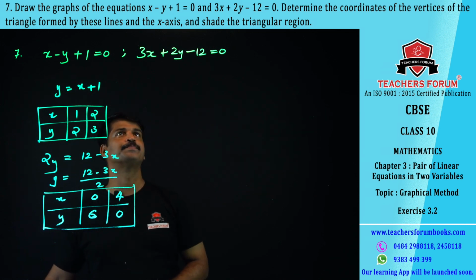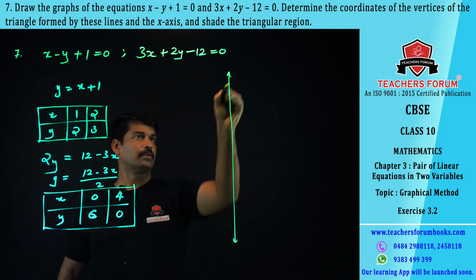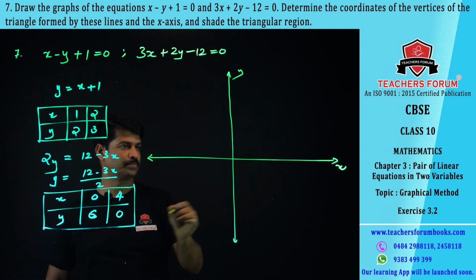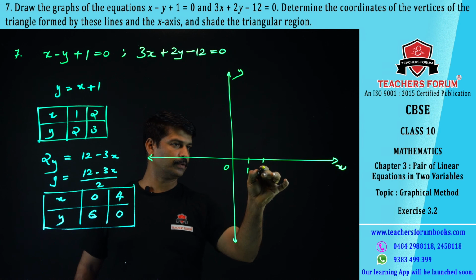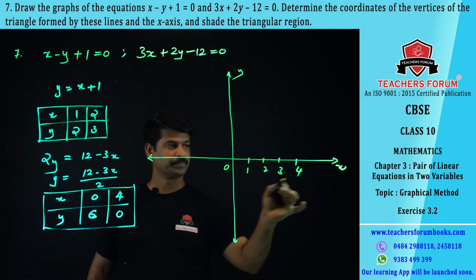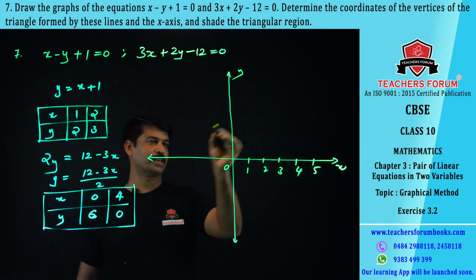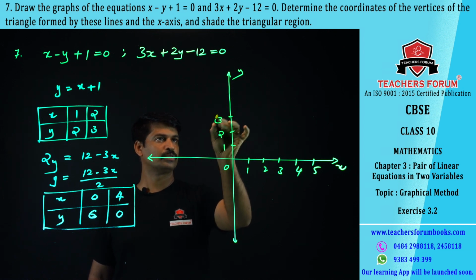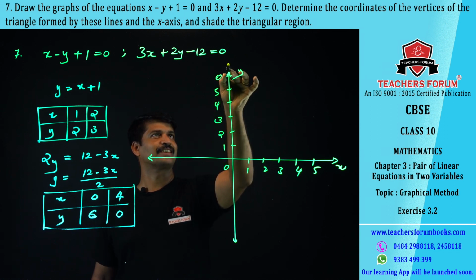Let's use another color. X-axis, y-axis, 0. Let us mark the points 1, 2, 3, 4. Let's put one more, 5. The y-axis maximum value is 6. So let us plot the points 1, 2, 3, 4, 5, 6. Okay, that is 6.